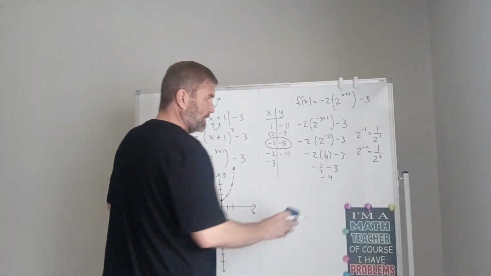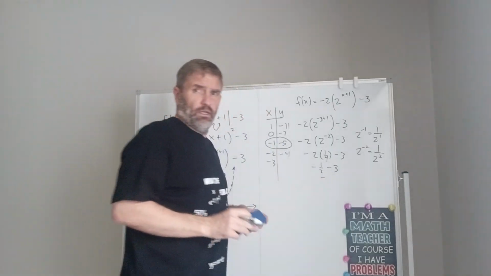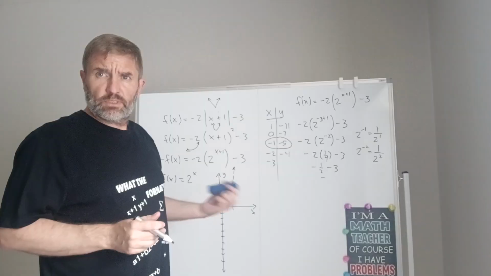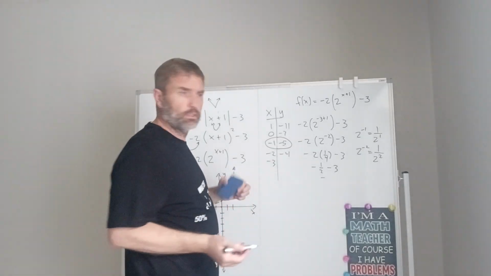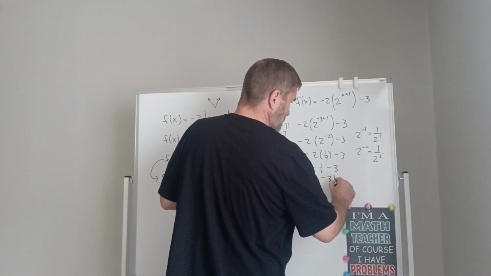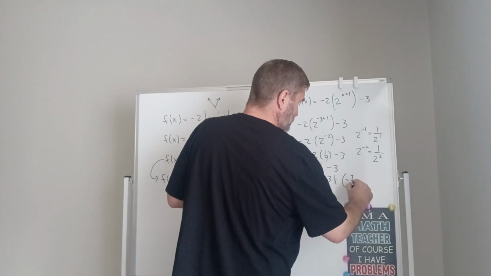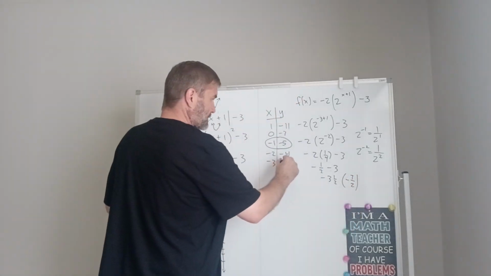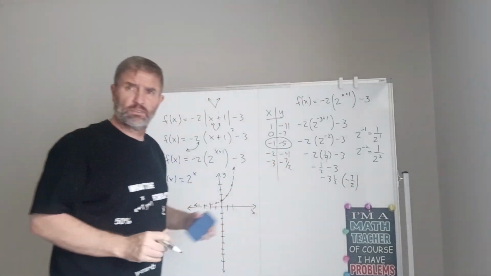Negative 1/2 minus 3. Now, I don't recommend that you do this as a mixed number, but you could. So a negative 3 1/2. I'm going to write it as negative 7/2. Okay? That's going to be the best way to look at it, but it is negative 3 1/2.